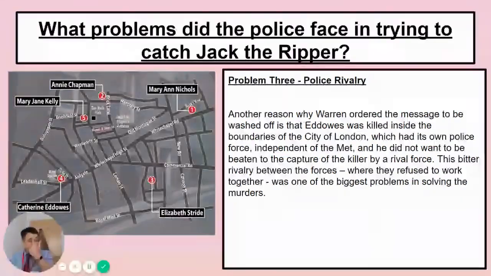Okay, problem 3, police rivalry. There might be another reason why Commissioner Warren wanted that message removed, and that's because Eddowes was killed inside the boundaries of the City of London. If we look at this map, you can see Eddowes is killed a bit further away than the others. The area she was killed in is the City of London, which has its own separate police force, independently trying to catch Jack the Ripper. It's not working with the Met police force.